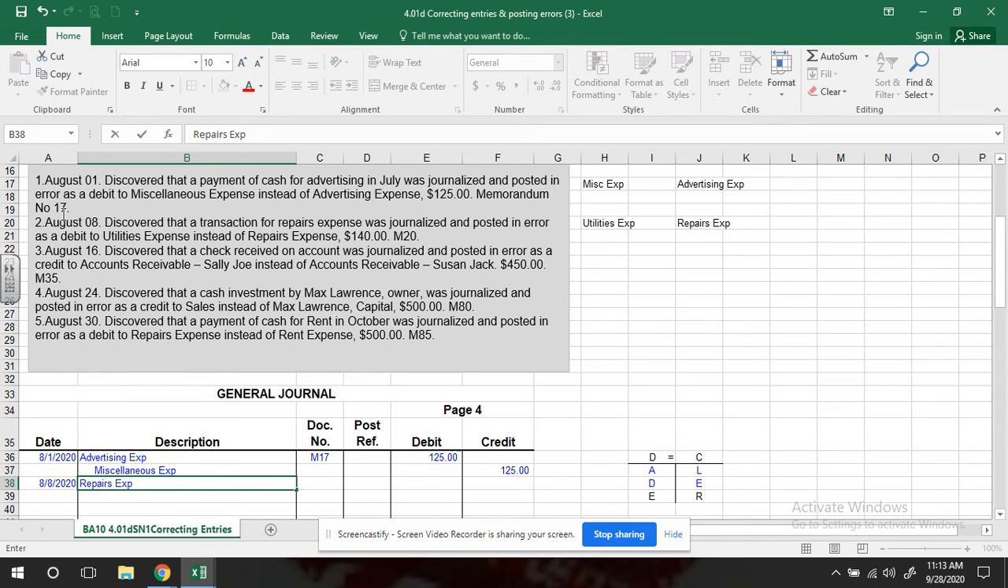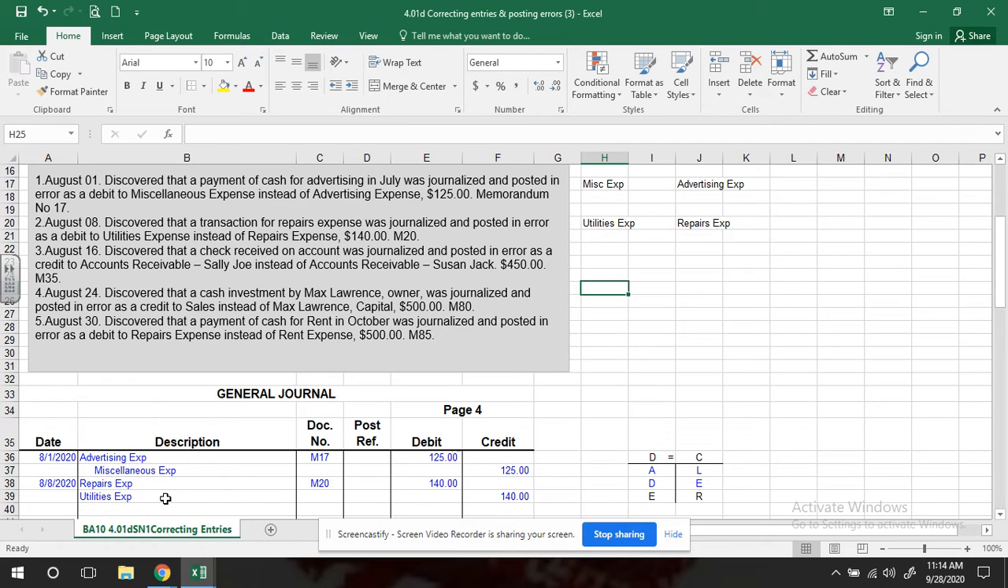This is memo 20. And the dollar amount is $140. So now I have to take it out of utilities expense for $140. And this did the same thing by doing the utilities. Whoops, wait a minute. But in utilities as a credit, takes it out because expenses are increased on the debit side. They're decreased on the credit side.